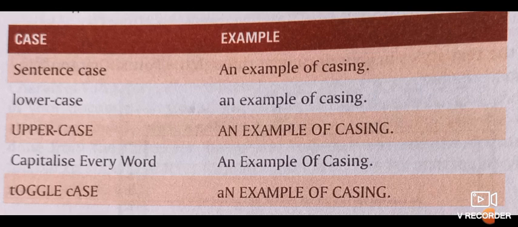Uppercase: all the alphabets are capital letters or uppercase. Capitalize each word: in this, the first alphabet of each word is capital and the rest are small. And toggle case. Toggle case makes the opposite of any of the cases: sentence case, lowercase, uppercase, or capitalize each word. Whatever case we have, if we change it to toggle case, it makes its opposite.